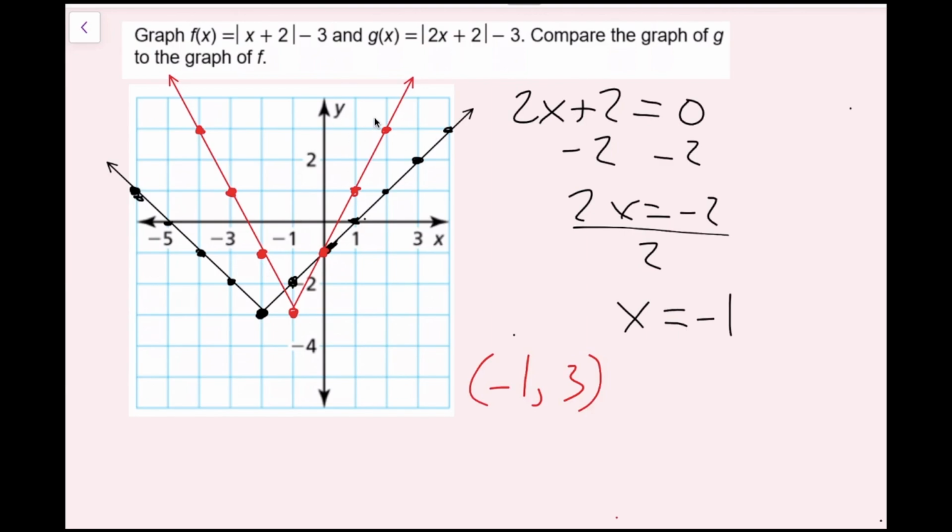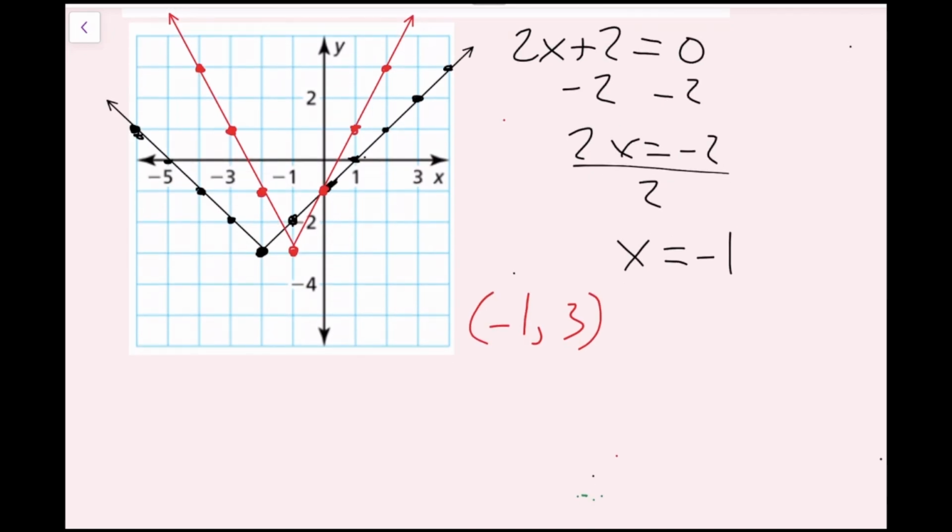Once again, you can always make a table of values, but it's important to be able to find the vertex in order to know where to start your table of values, where to have that middle value. And that's what we did up here, setting 2x plus 2 equal to 0, because that's what's inside the absolute value function. Okay. Now I'm just going to write down the transformations because it asks us to compare the graphs of g to f. Okay. So like I said, we know that all we had to do to get from f to g is a horizontal shrink with a scale factor of 1/2. So I'm just going to write that down here.